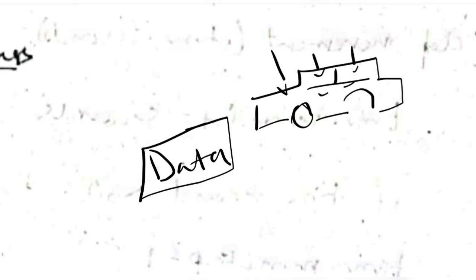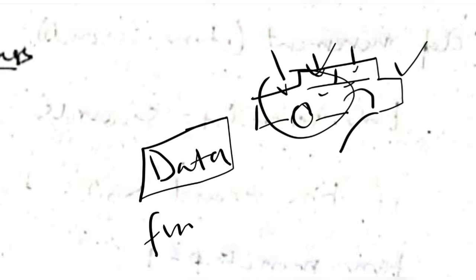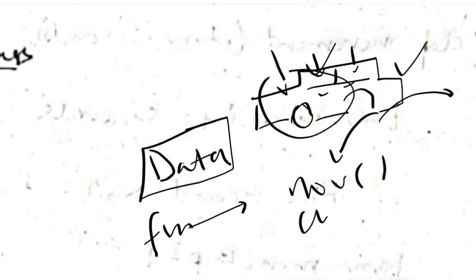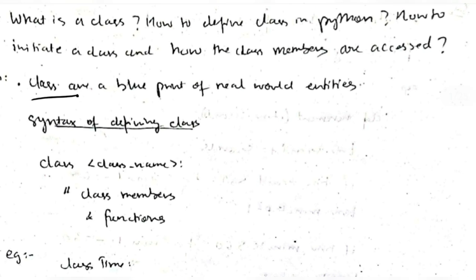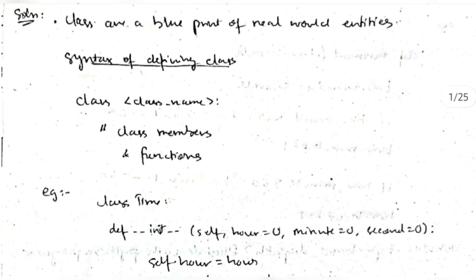And the functions are nothing but stopping the car, accelerating it, changing the speed, and moving it in different directions. So functions will be like move, change direction, stop, start, and park. Means what things you're doing on the car, those are the functions. So the definition which you have to write is just that a class is a blueprint of real world entities. Okay, and the syntax of the class in Python is as follows.